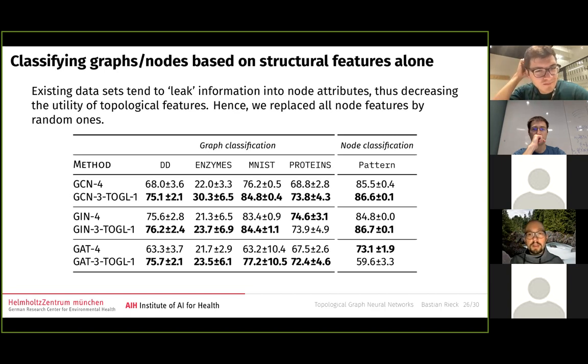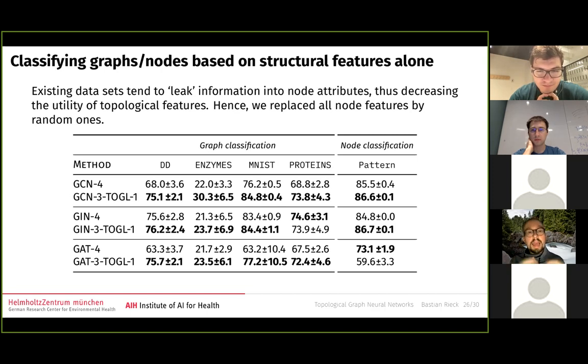So suppose you're given a data set with some molecules or with some proteins. Knowing some identities of some of the constituents of a molecule can, for instance, give you a hint as to what type of topological structure to expect, right? So you know that carbon atoms tend to form cycles and stuff like this. And the safest way to ensure that this doesn't cause any problems for you is to remove the node attributes altogether and replace them by random ones.